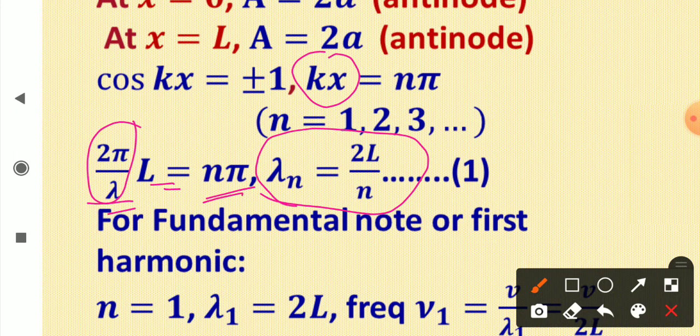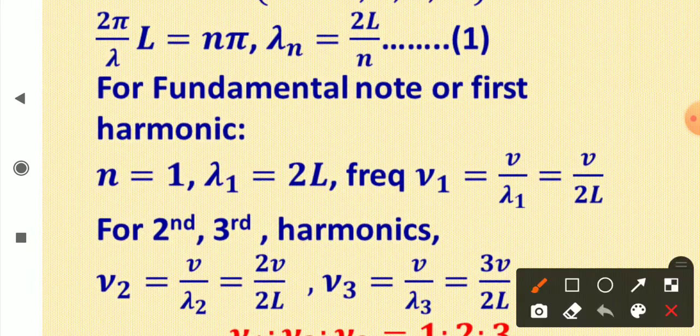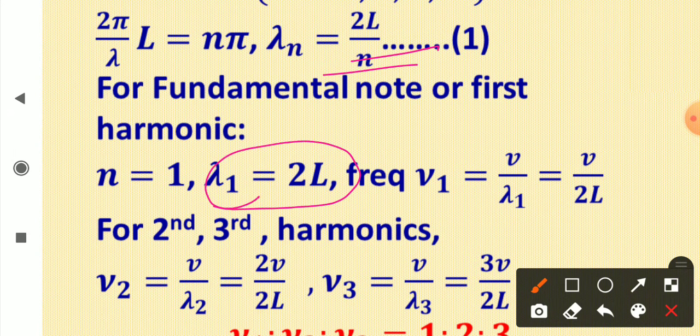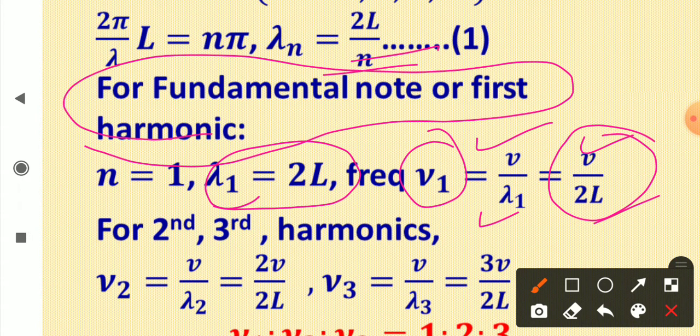Now the minimum possibility is called fundamental node or first harmonic. The minimum possible frequency from here you can see. So lambda 1, put n is equal to 1 here. So lambda 1 is equal to 2L. And the minimum frequency is velocity upon wavelength, v upon 2L. So this is the minimum frequency. It is called first harmonic or fundamental node.